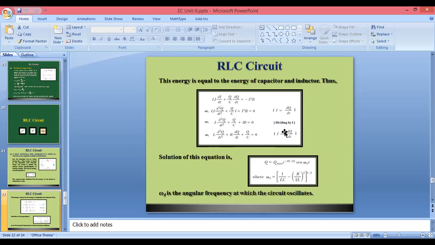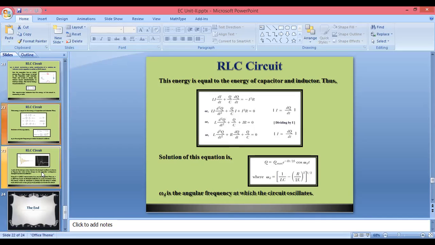What I am doing here is, I have written it in the bracket. So our simplified equation is, if you are supposed to calculate here the charge, the equation for charge will become Q equal to Q max into e to the power minus RT upon 2L into cos omega t, and this omega is nothing but the angular frequency at which the circuit oscillates. So here this is the equation for charge because of inductor and the capacitor.